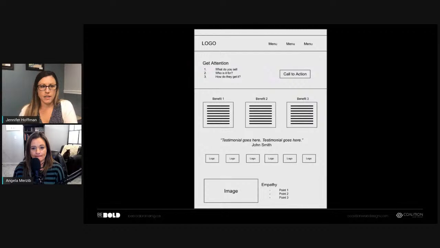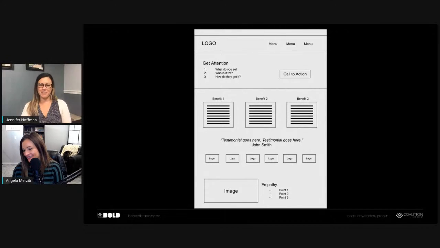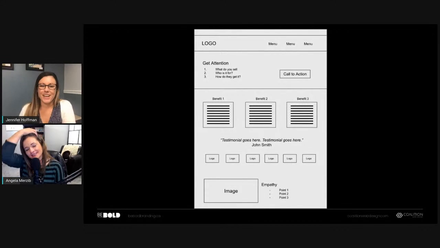All right, so now we are going to look at a... the word's escaping me, Angela, help me. Example, a wireframe example. A wireframe, thank you. I always want to say sitemap, but it's wireframe. So this is a wireframe that Angela and I put together to show you how each example or each section could be laid out on a website.